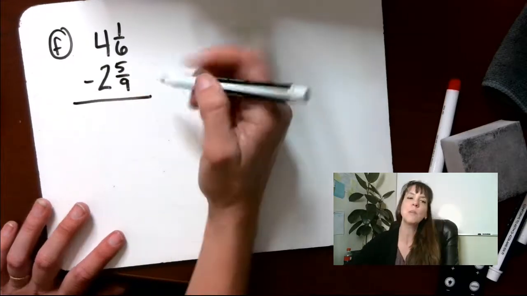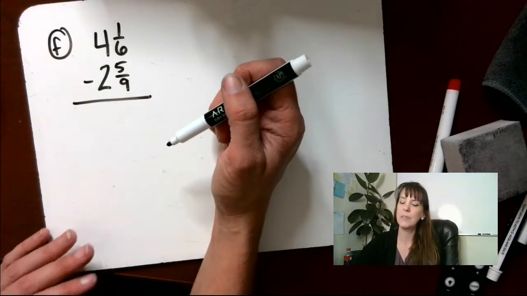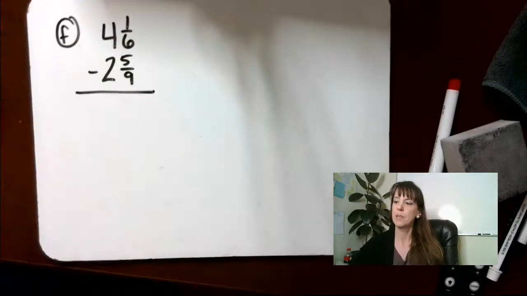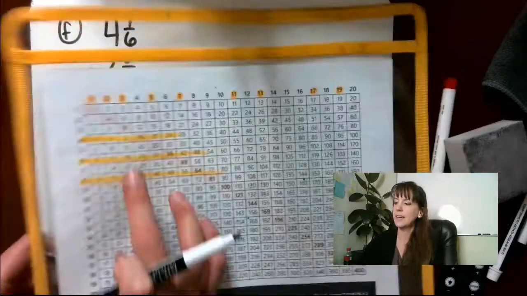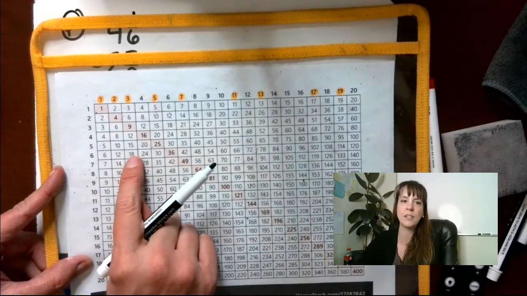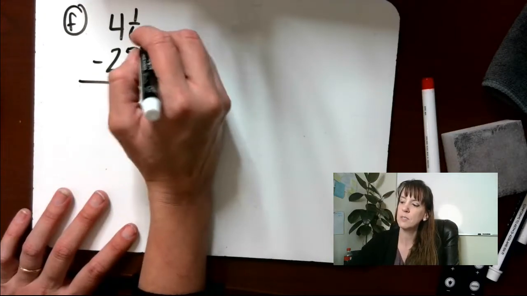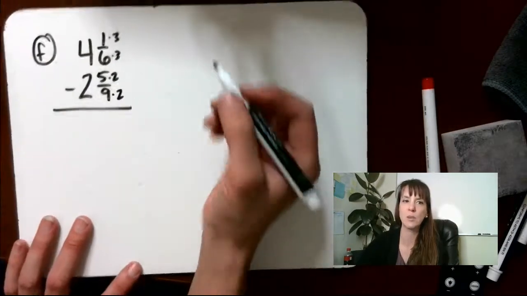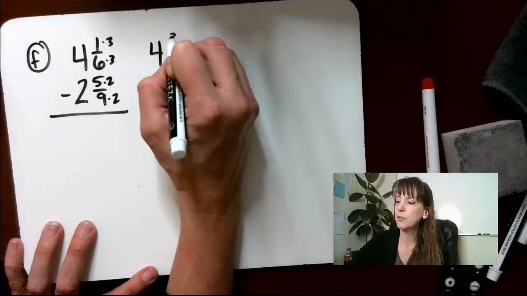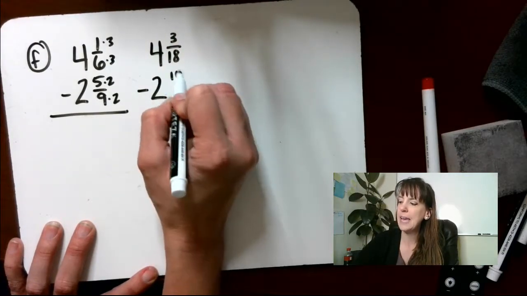5/9. Okay, so again, we could multiply 9 times 6, and that would give us 54. But that's not our least common multiple, right? Taking a look at 9 and 6. Here's our 6. Well, I see 18. I know 9 goes into 18. So let's do 18. This times 2, this times 2, this times 3, this times 3. I'm going to rewrite this equation now. 4 3/18 minus 2 10/18.